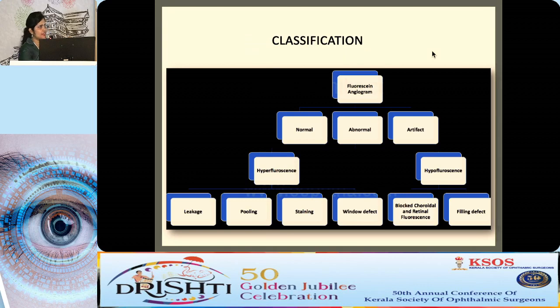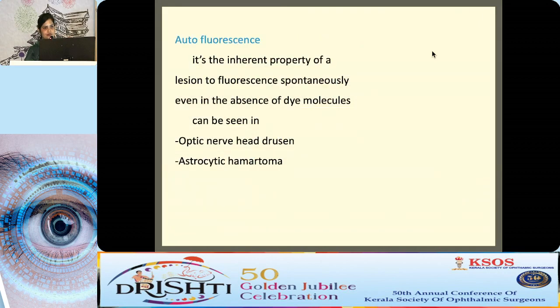So, in interpretation of the fluorescein angiography, there is normal and abnormal. We'll discuss more about the abnormal fluorescein angiography. There are two divisions, hyperfluorescence and hypofluorescence. In hyperfluorescence, there are four categories: leakage, pooling, staining, and window defect or transmission defects. Next is hypofluorescence, which includes filling defects and blocked fluorescence.